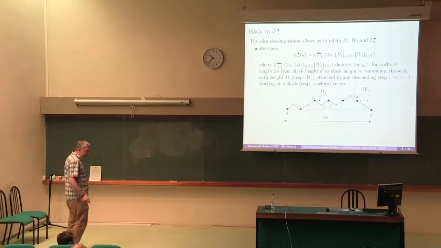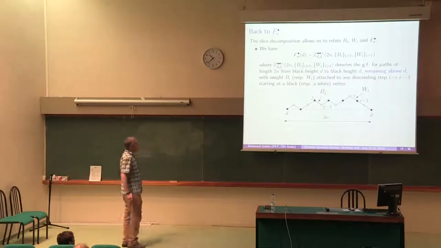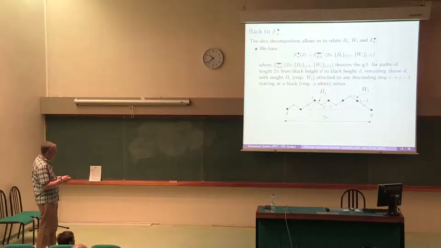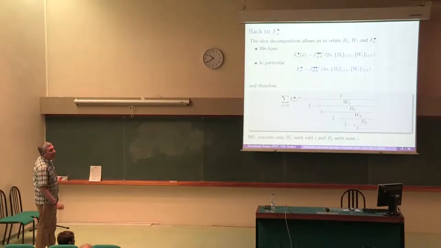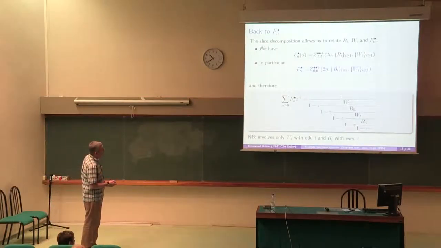Okay. So now let's go back to F_n bullet, which was one of the two objects we wanted to compute. So from the slice decomposition, I remind you that F_n bullet is simply a sum over paths from i to i which remain above i. So that was my label around the face, for paths which are weighted by b_j for each descending step j to j minus 1 starting from a black vertex, and w_j if it starts from a white vertex. In particular, F_n bullet is F_n of 0, so it's the same thing but for paths from 0 to 0.